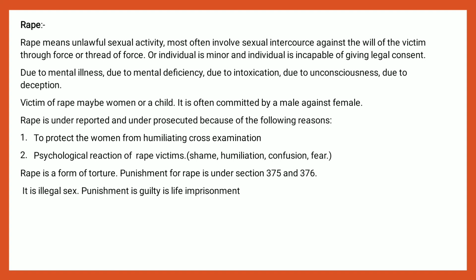Next one is with her consent. At the time of giving such consent, she is suffering from unsoundness of mind. She is intoxicated. She is unable to understand the nature and consequences of that to which she gives consent. Next, with or without consent, she is under 18 years of age. She is unable to communicate consent, being a minor, or having mental deficiency, or being unconscious. So the victim of rape may be of either gender or a child, but most often it is committed by a male against a female.